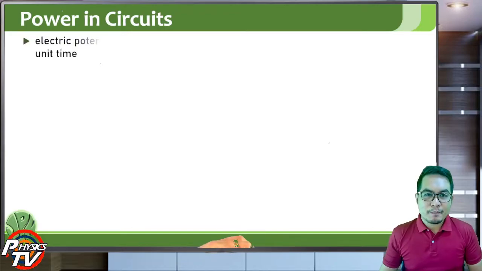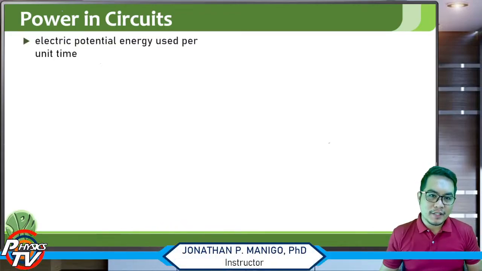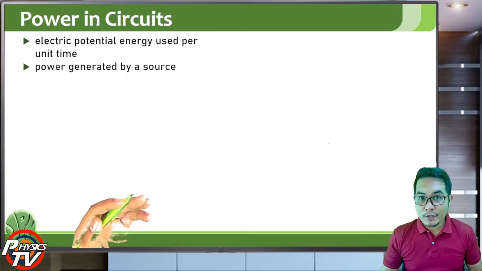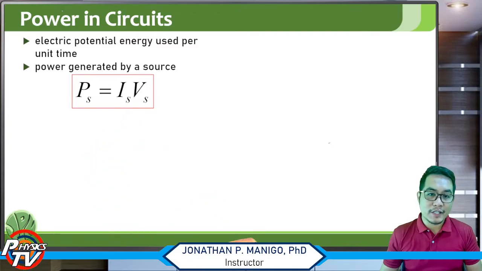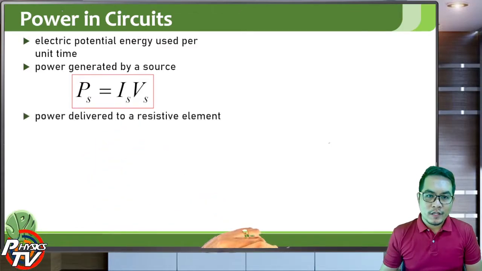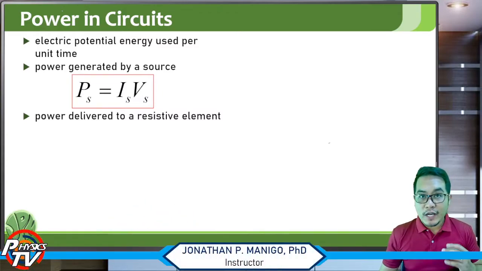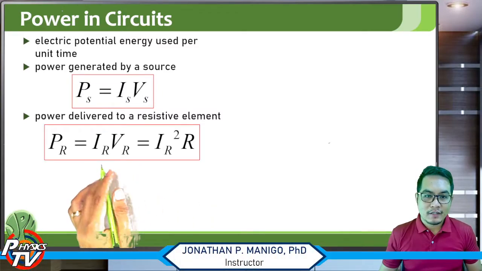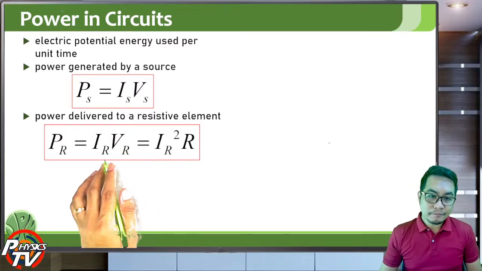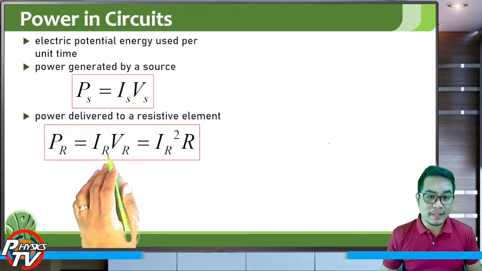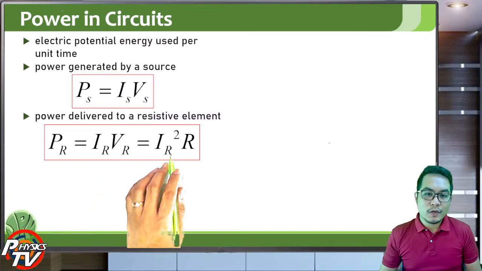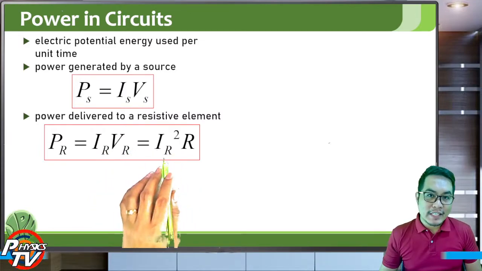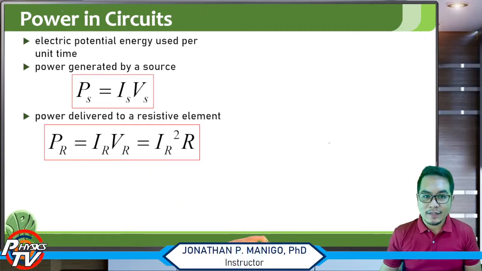Okay, let's now discuss power in circuits. So basically, the power in a circuit is the electric potential energy used per unit time, and this is for a source of EMF. The power generated by a source is just the current flowing through the source times the voltage of the source. The power delivered to a resistive element is still current times voltage, the current flowing to the resistive element times the voltage of the resistive element, or by Ohm's law, since V is equal to IR, we also have I squared times R, the current through the resistive element times the resistance of that resistive element.